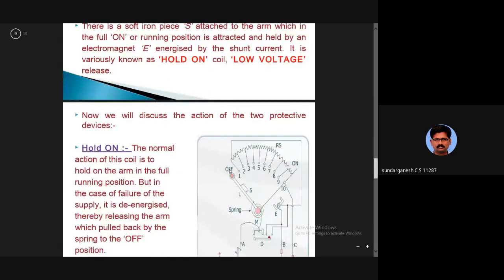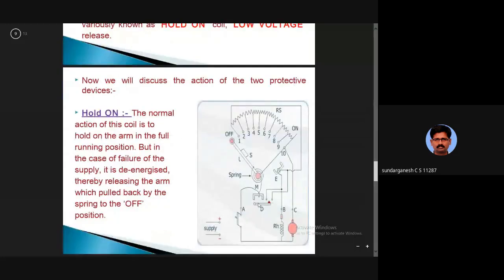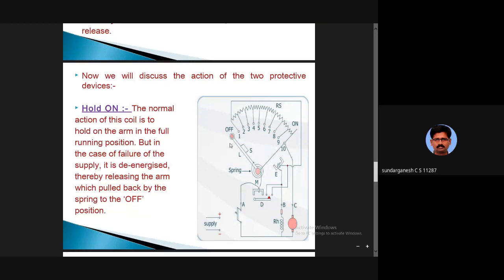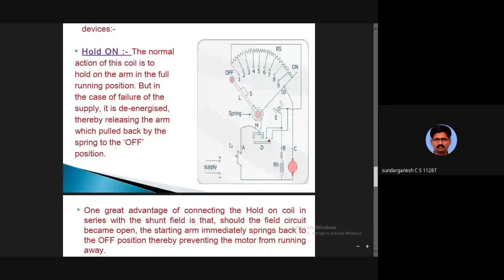Now we discuss the two protective devices. One is overcurrent, another one is low voltage. For low voltage, we see the hold-on coil. The normal action of this coil is to hold the arm in the full running position. When the voltage is at the rated voltage, it will hold the handle. But in case of failure, if the supply is cut off, this will de-energize. So this is not an electromagnet, thereby releasing the arm. So the arm will come to the off position. So it is one of the protective devices.